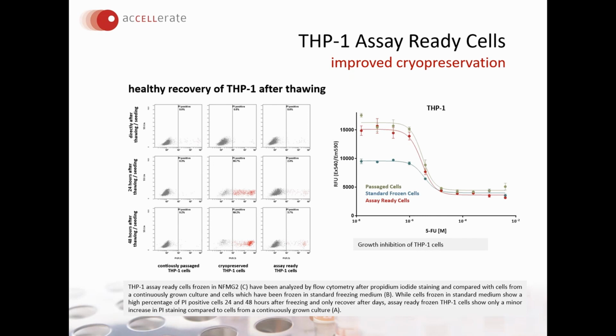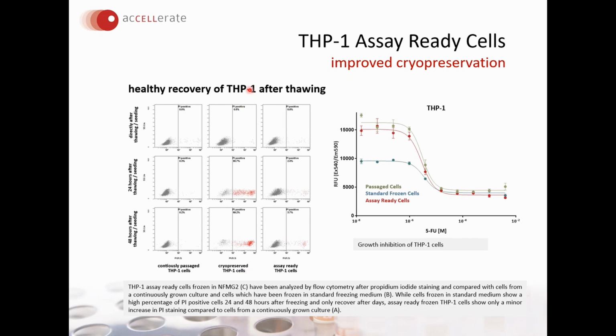But if you recover THP1 cells from a standard frozen stock, cells usually need a while to recover. And I can demonstrate this here in a propidium iodide staining of the cells. On the left column, you see cells from a continuously passaged culture, and you hardly see any PI positive cells. So this is a really healthy culture.